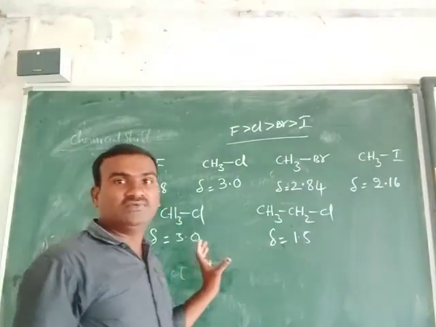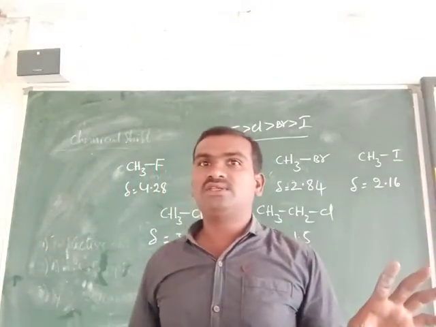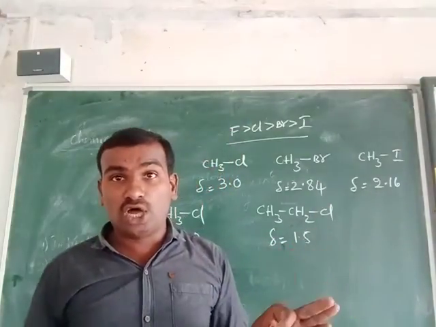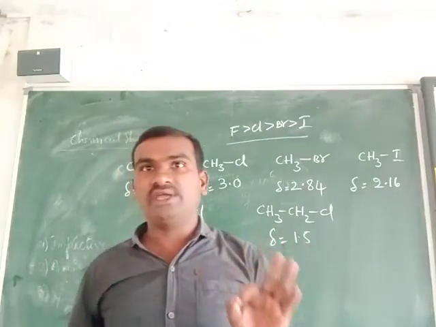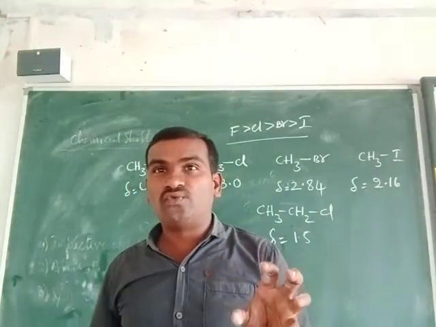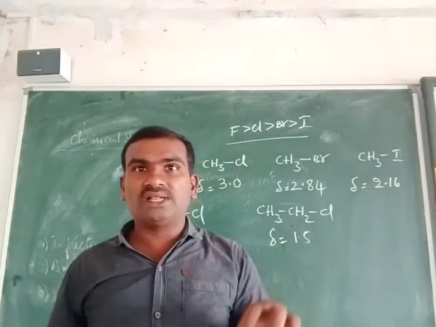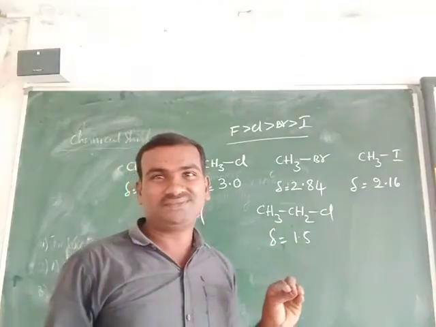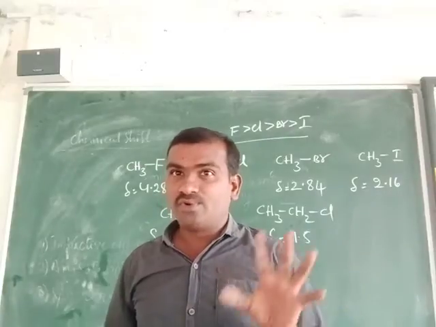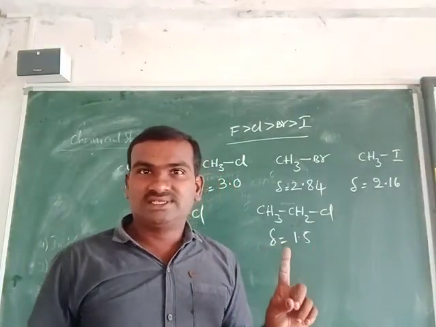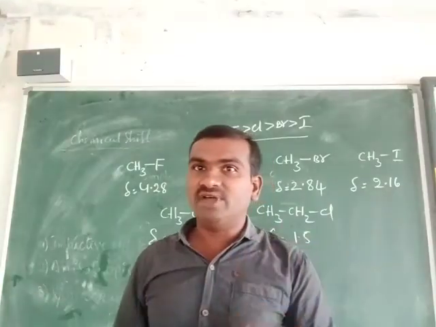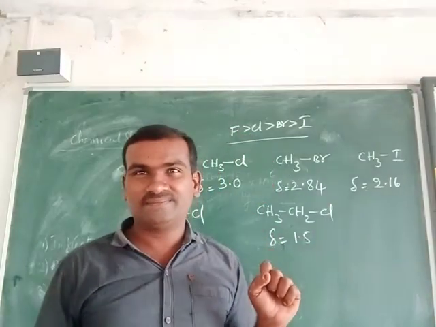So next one, van der Waals deshielding. Next factor is van der Waals deshielding. In some cases, the electron cloud of a bulky group will tend to repel the electron cloud surrounding the proton. Thus, such a proton will be deshielded and its delta value increases.